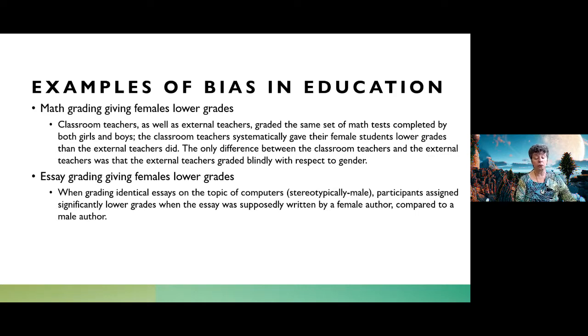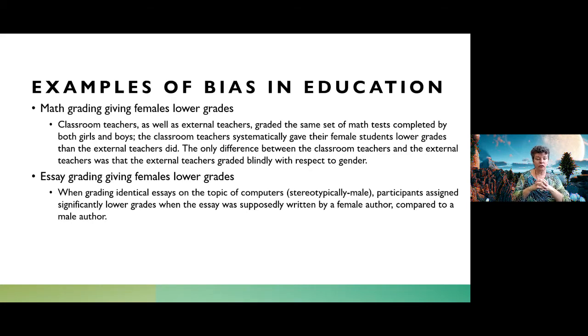So the first two examples are biases in education. So this is teacher bias, right? One study did an examination of classroom teachers, and they had teachers who graded their own classrooms as well as external teachers. And they had a set of math tests with boys' names and girls' names on them. Okay. And these math tests, there were some identical math tests, right? But some of them had boys' names and some had girls' names.